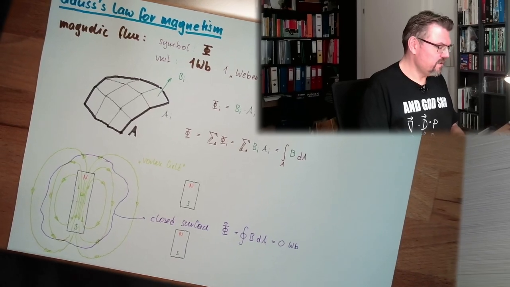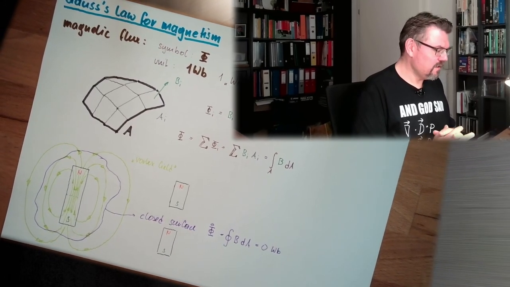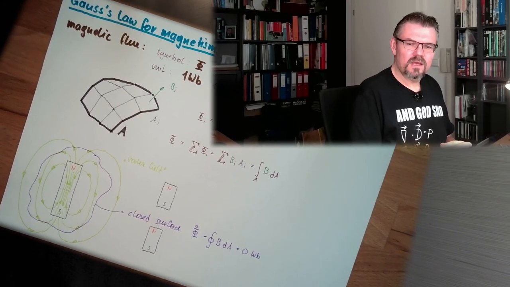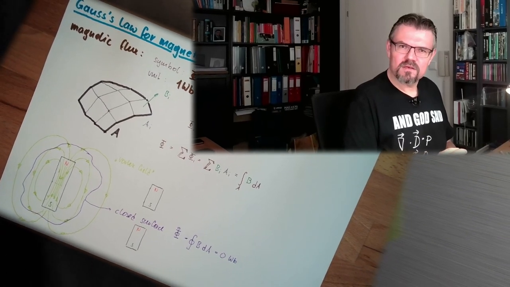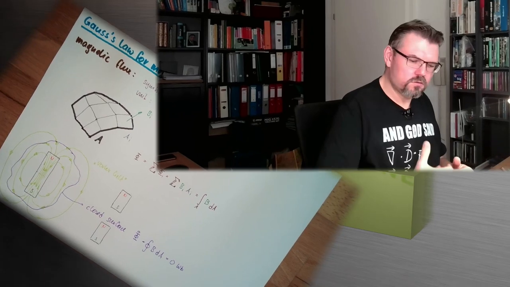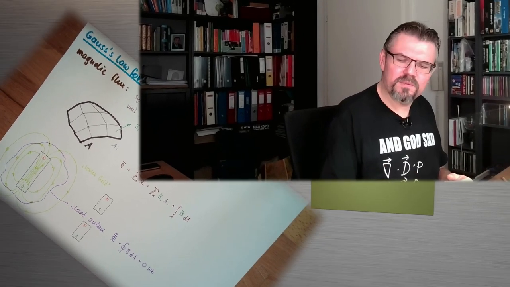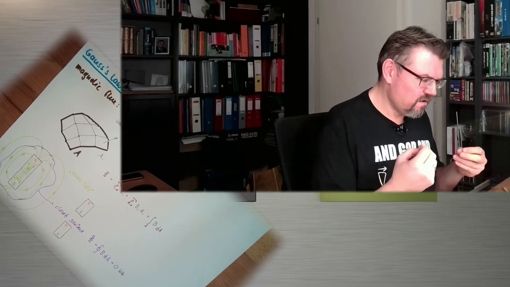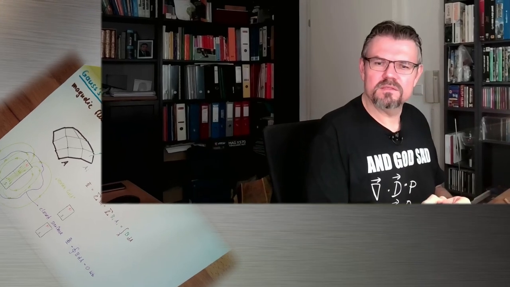Alright, so this is now the magnetic flux. Something must drive this flux, right? This is not just there because of nothing. So there must be a cause of this magnetic phenomenon. And this cause is called magnetomotive force. What we understand under magnetomotive force, we will see in the next video. I'm going to explain this.